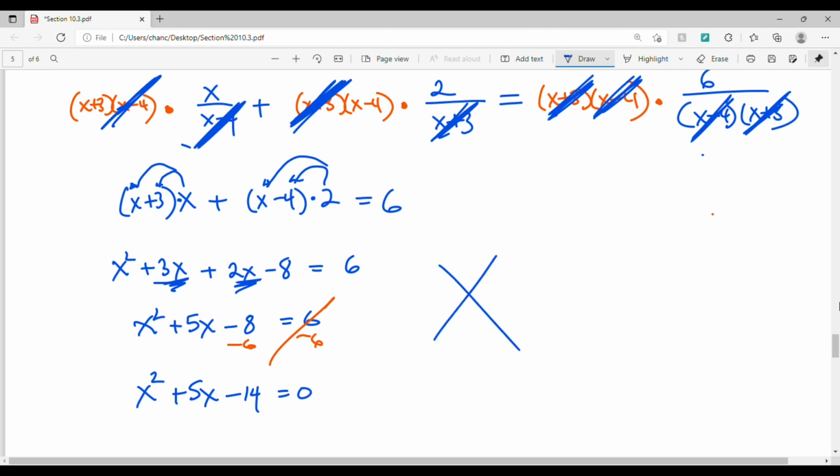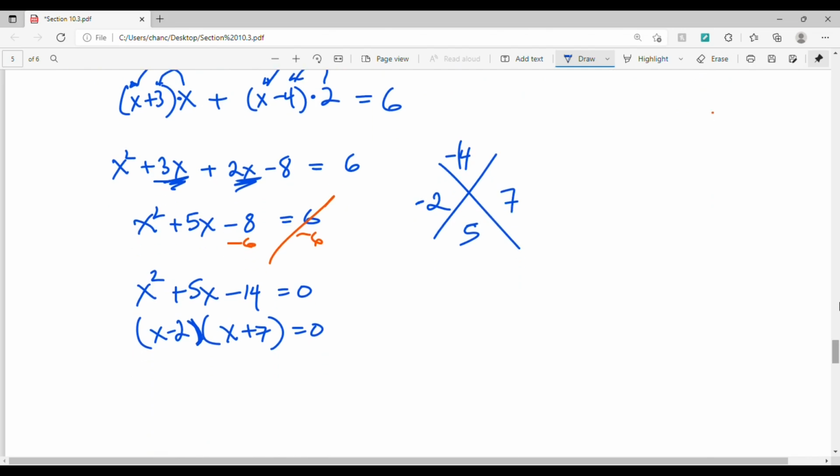Now let's see if you can factor this. Negative 14 on top and 5 on the bottom. It must be a negative 2, positive 7. So this factors as x minus 2 and x plus 7 equals 0. So we have two possible solutions. X could be equal to 2 or x could be equal to negative 7.